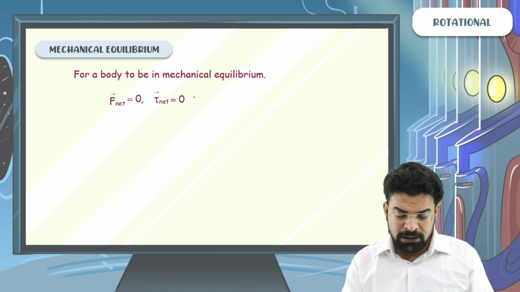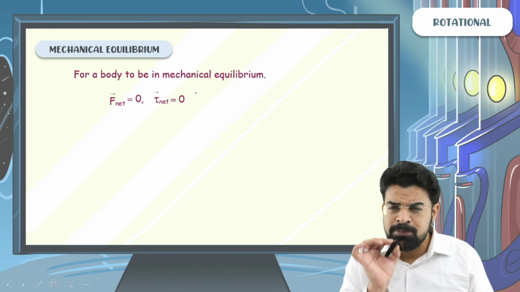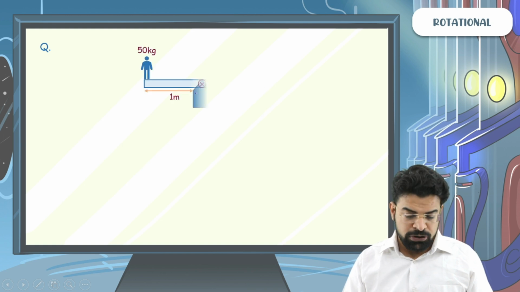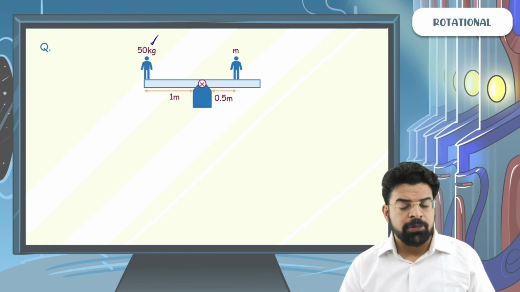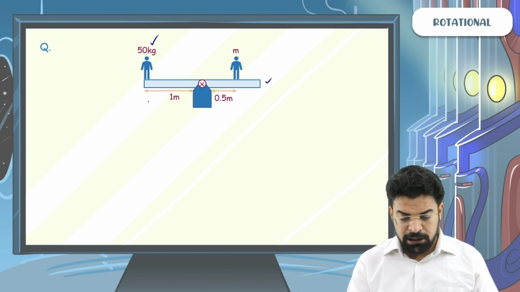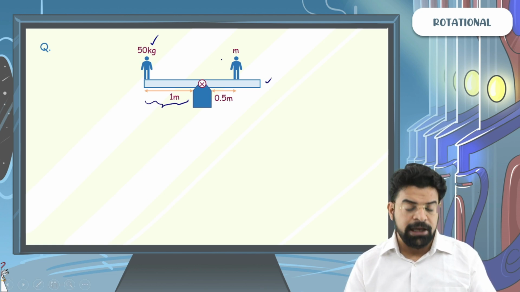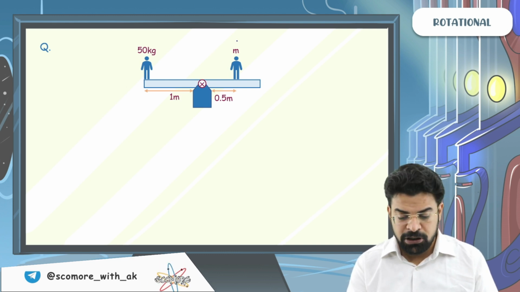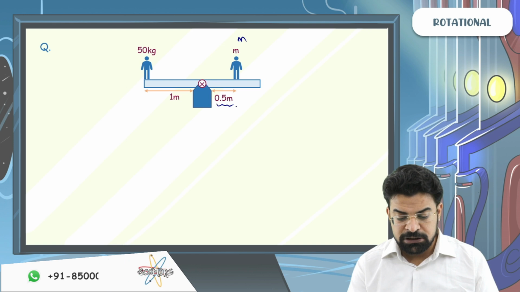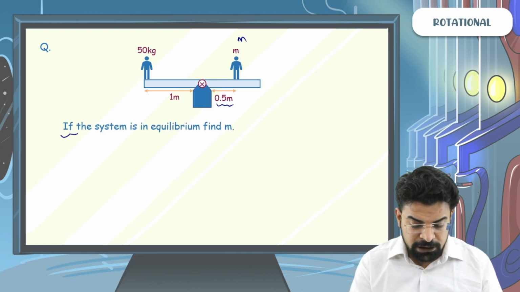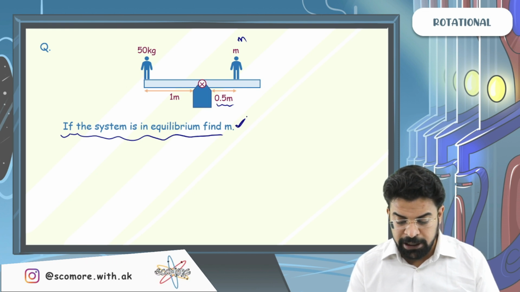So let's start solving a simple question based on mechanical equilibrium. The first question: there is a person of mass 50 kg standing on a ramp at a distance of 1 meter from the hinge, from the suspension point, and there is another person of mass m at a distance of 0.5 meter, half the distance from the hinge. Question is, if the system is in equilibrium, find m.